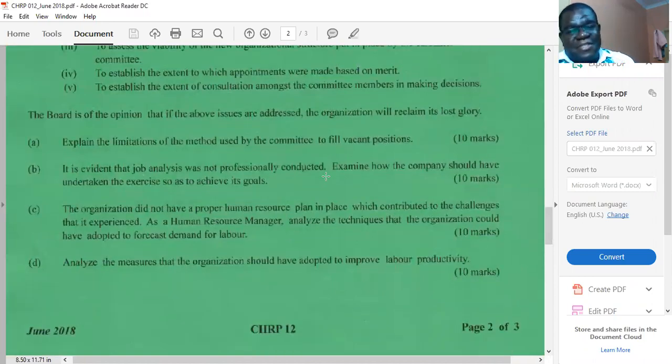Which approach is recommended by the board to fill vacant positions? Answer. Internal sources. Internal sourcing. So recruiting from within the organization is the approach recommended by the committee. So the examiner is asking us, explain the limitations of the method used by the committee to fill vacant positions. What are the limitations of the method?